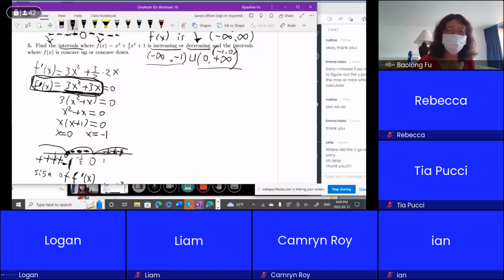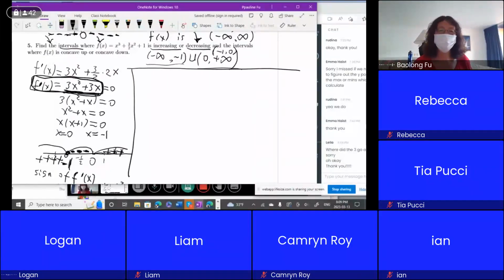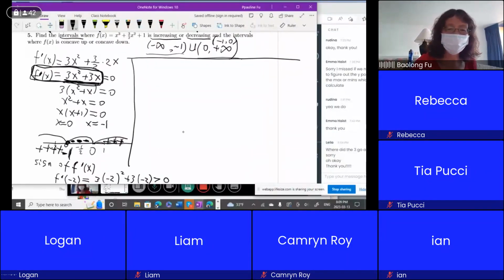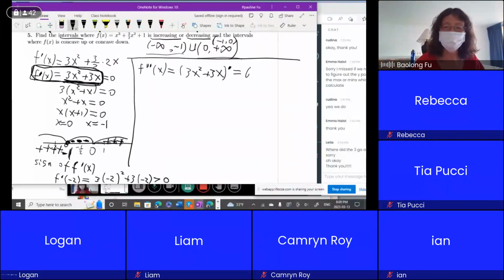Next, we solve for concave up and concave down. For that, we need the second derivative, which means taking the derivative of the first derivative. The second derivative is this: 6x plus 3.